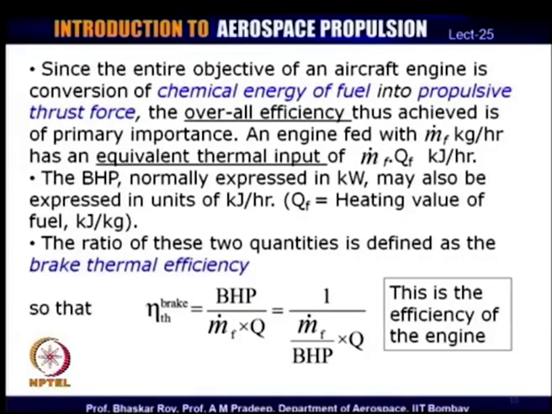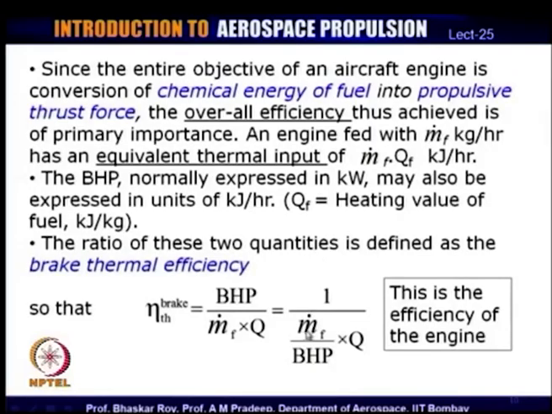The ratio of these two quantities, that means the chemical energy that we can expect to be available in the form of heat, and the final power that is created in terms of BHP, the ratio of the two is the brake efficiency of the engine, and this is our brake thermal efficiency of the engine, which is the most important efficiency parameter that is quoted as the efficiency of the engine.